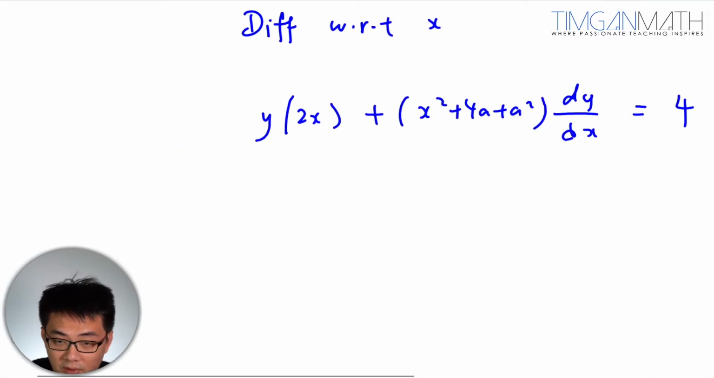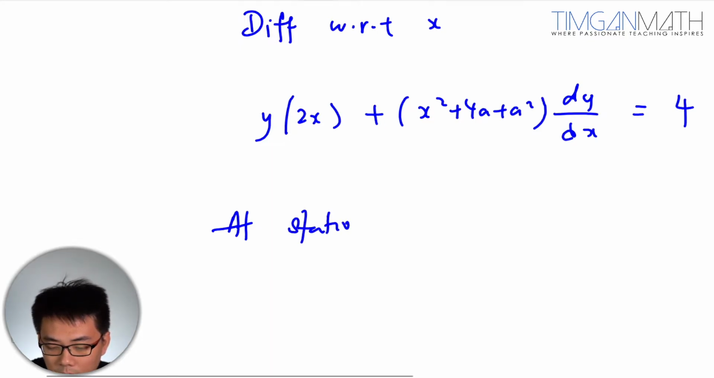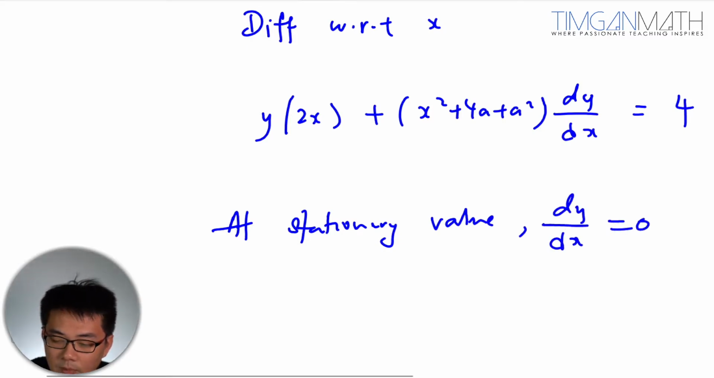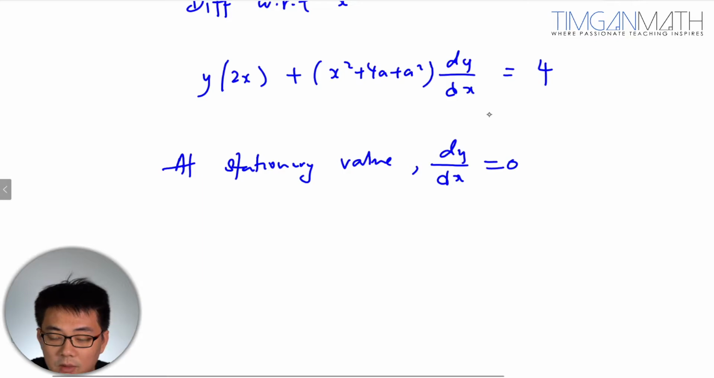So at a maximum or stationary value, we know that dy dx is equal to 0. So what you get is this term will be 0. We don't need to find the second derivative here. So this is 0 very conveniently. Everything is 0, so we get 2xy equals 4. Okay, this is what we get.